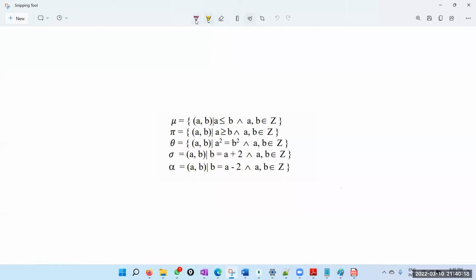Right. So which one is reflexive? So mu got this.